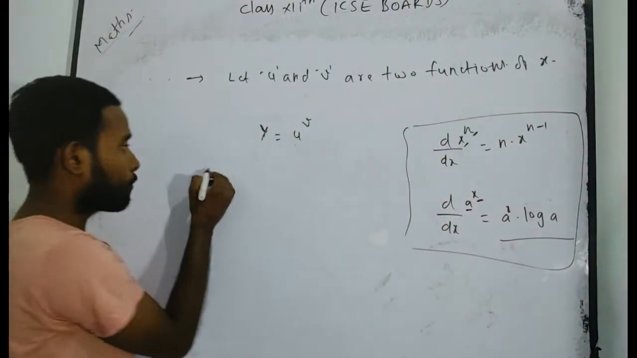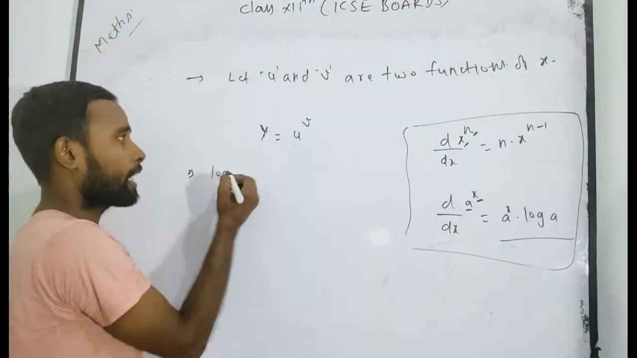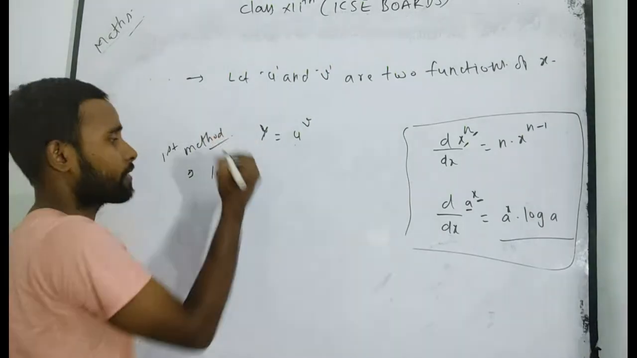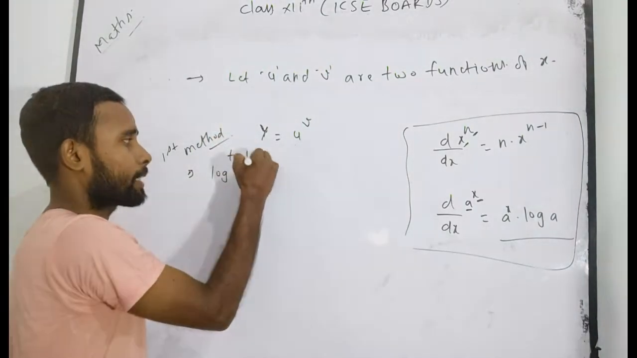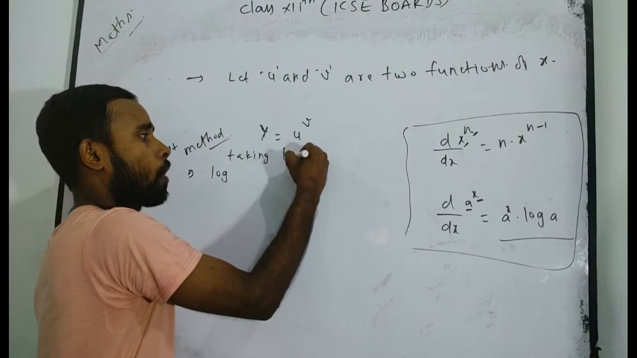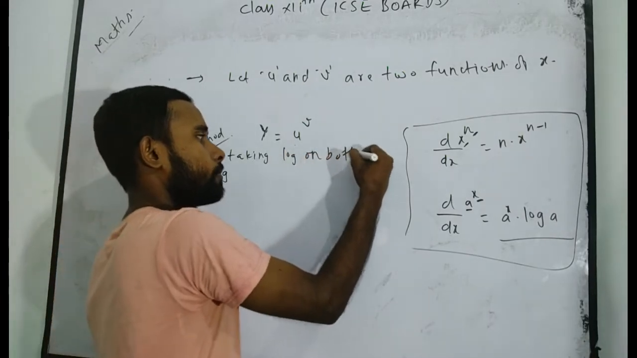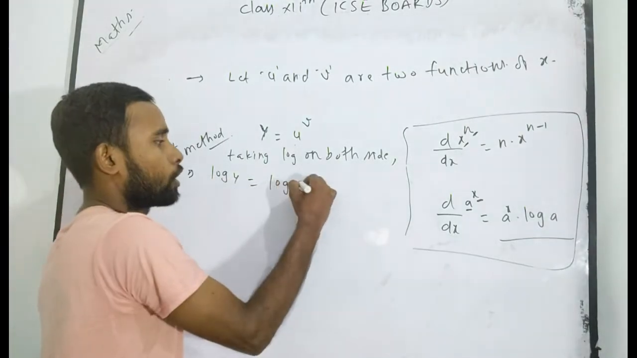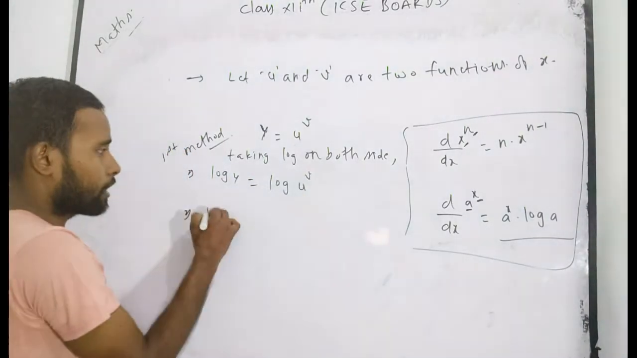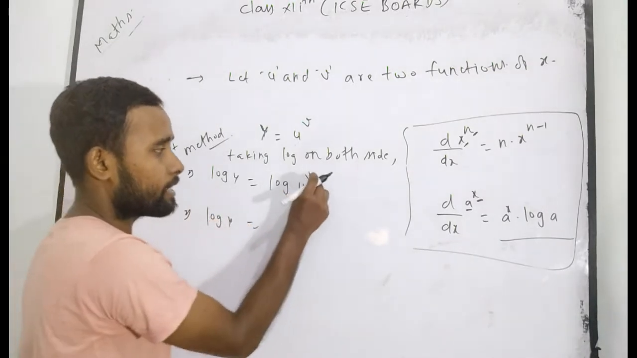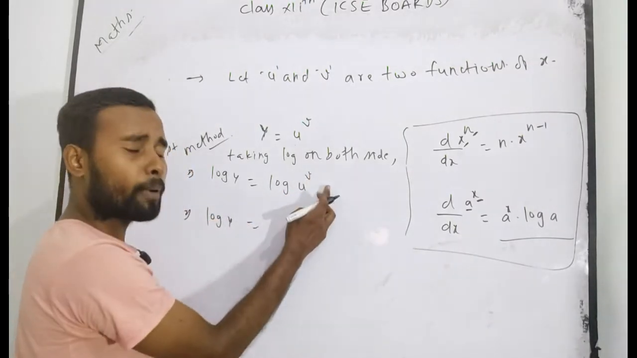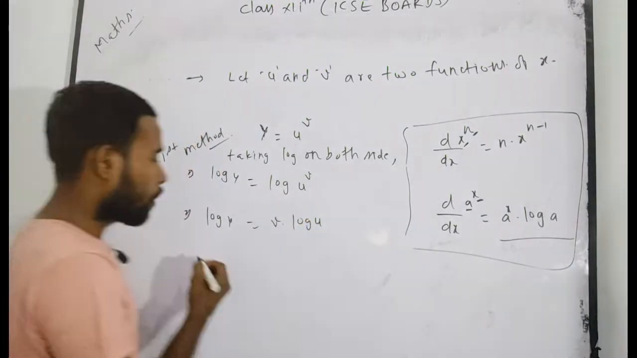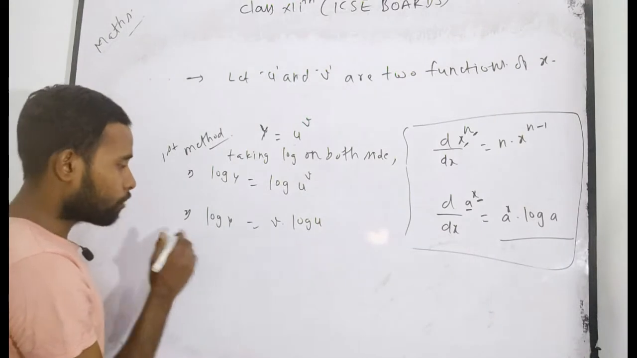In that case you have to first take log on both sides. There are two methods through which you can solve this kind of problem. First method: firstly taking log on both sides, you will get log y is equal to log u to the power v. That implies log y is equal to v times log u, since v comes as a multiplication according to the property of log. Now simply you have to differentiate on both sides.